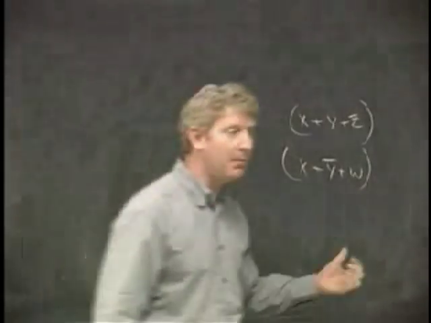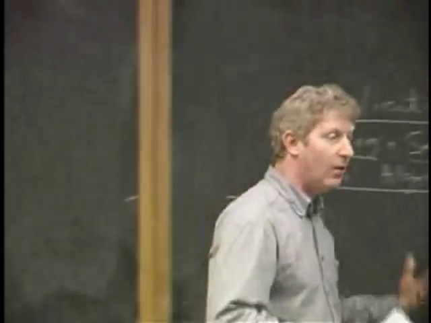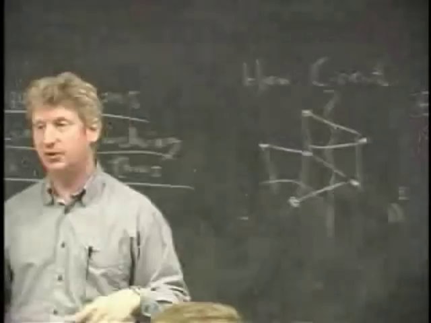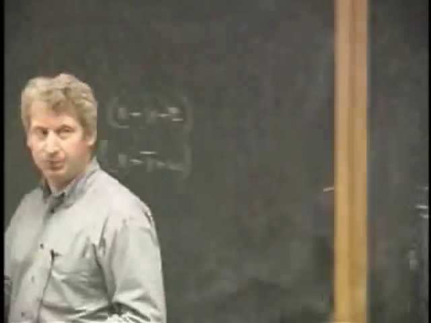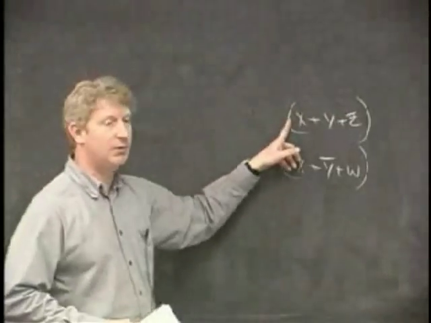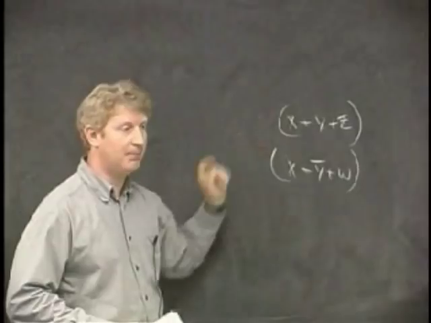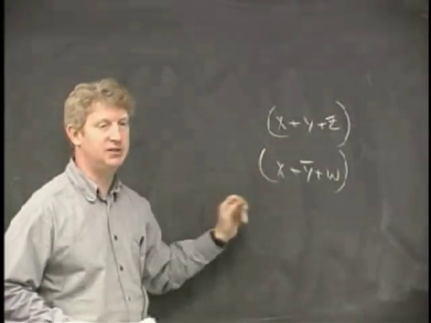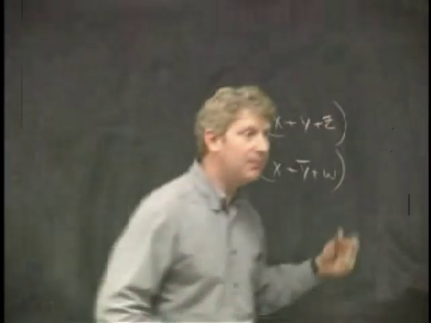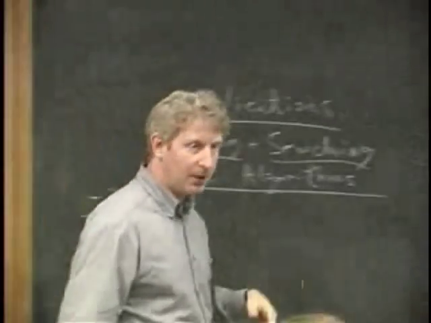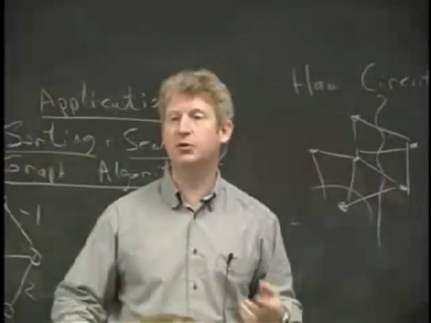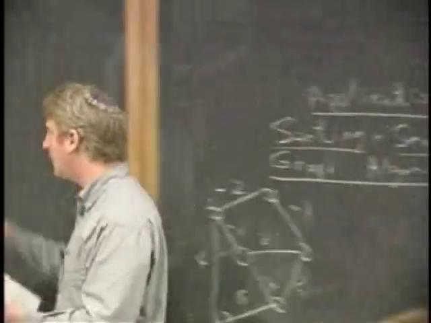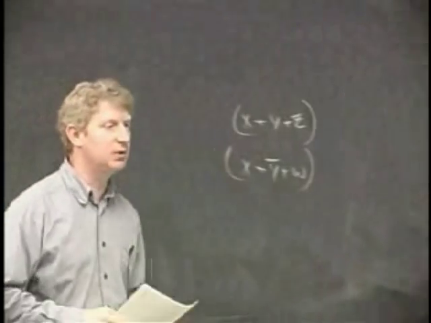In general, the problem of figuring out, given a formula, whether there is a way to make it true by assigning true and false values to the x's, y's, z's, v's, w's, etc., is NP-complete, even if you have just three variables in every sum. If I knock it down to two variables in every sum, it becomes easy. And actually, it becomes equivalent to a problem that we're going to talk about in graph algorithms called finding strongly connected components. And it also has to do with a reduction. So we're going to talk about this problem much later on, maybe the last week of the course.